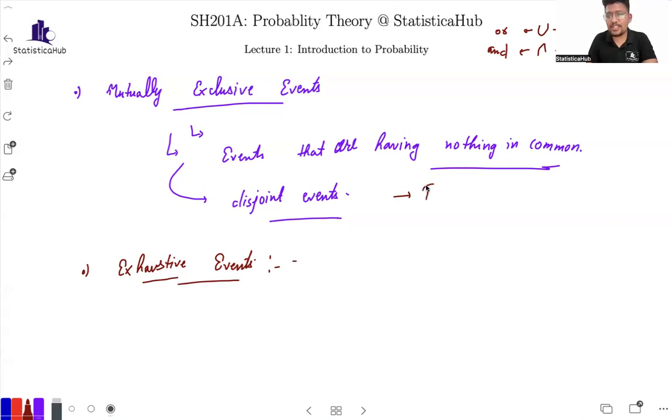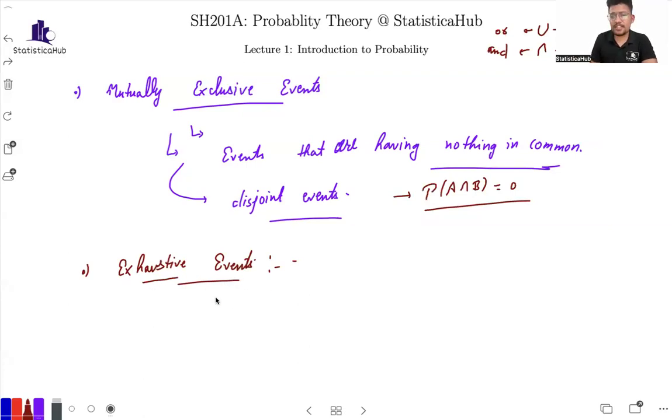So, disjoint events: in this case, if you say probability of A and B, that will come out to be 0 because there is nothing in common. There will be no element that is common in A and B. So the basic probability rule, number of elements that are favorable divided by total number of elements, comes out to be 0.